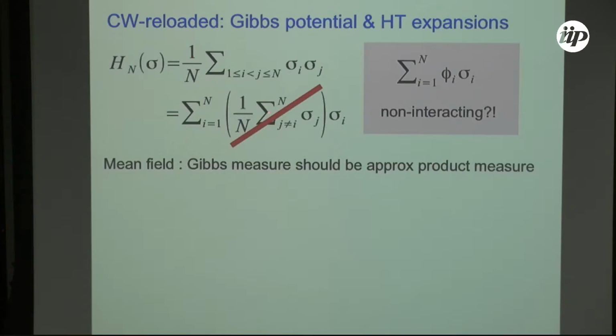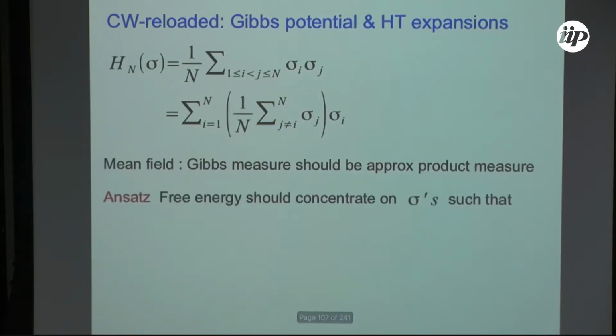So this somehow means that this effective magnetic field should effectively be replaced by something which does not depend on the sigmas, because this is the only possibility to have a product Gibbs measure, namely a Hamiltonian of non-interacting sigmas. And I will use this as an ansatz for the free energy, to compute the free energy, or at least to get a handle on it.